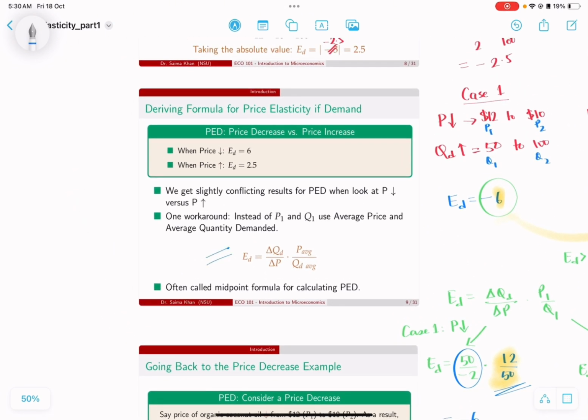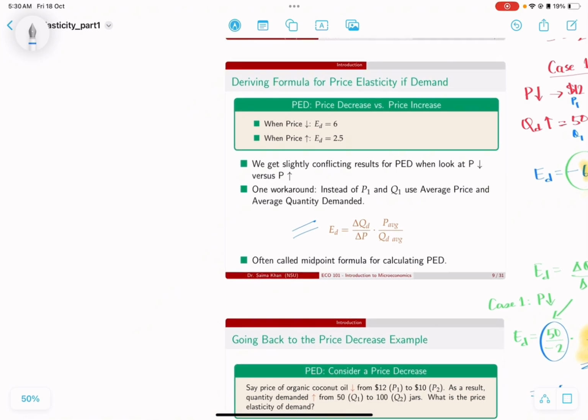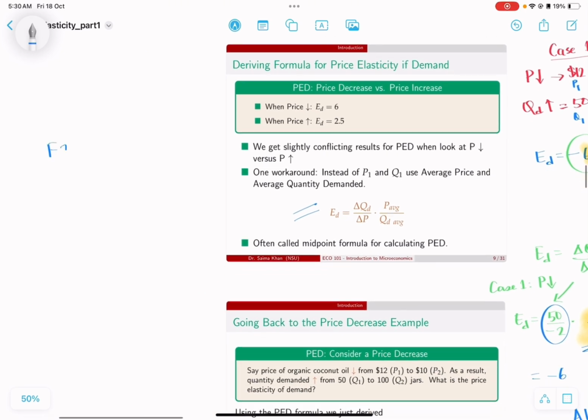Essentially, it is this. Notice that before, when we were calculating elasticity, what I call formula 2, elasticity of demand is equal to change in quantity demanded due to a change in price times original price divided by original quantity. And of course, as we discussed earlier, this was what was creating the problem when you were dealing with a price decrease versus a price increase. So instead, in the midpoint formula, what we do is we replace this with the average price and we replace this with the average value of quantity demanded.